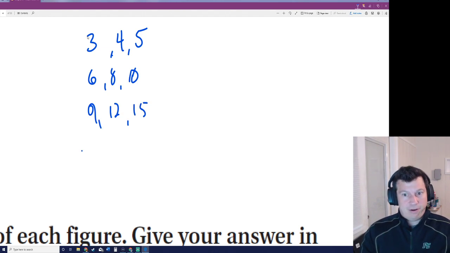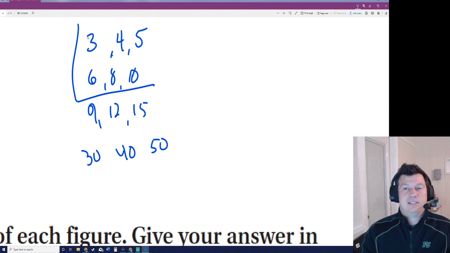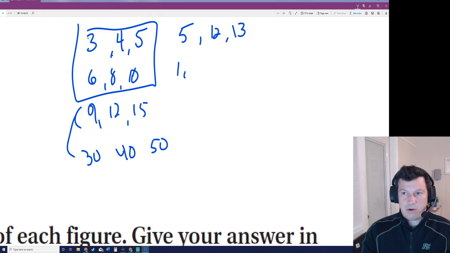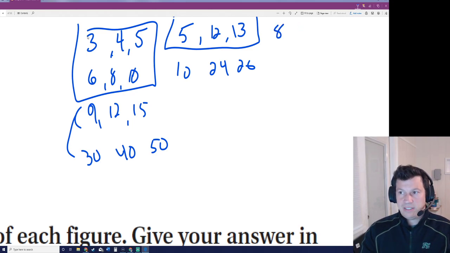And so on. If you get a 30, 40, 50, those are pretty easy to spot. I'd say memorize these, and maybe try to spot the other ones if you can. Then we have 5, 12, 13, and of course that would mean 10, 24, 26. If you just remember this one and then know the multiples, you should be good. Same thing with 8, 15, 17. Know the multiples if you want, but remember those.